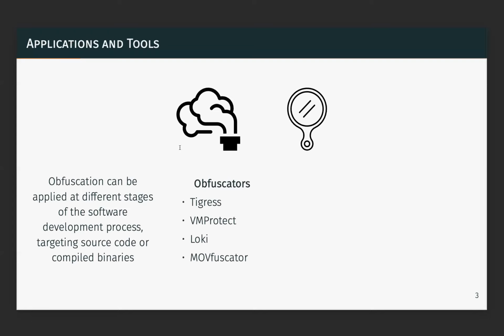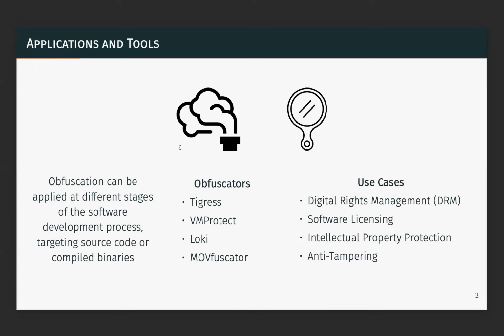Among the most common commercial and non-commercial obfuscators, we have Tigress, VMProtect, Loki, Obfuscator. And the use cases range from digital rights management, software licensing, intellectual property protection, and anti-tampering.